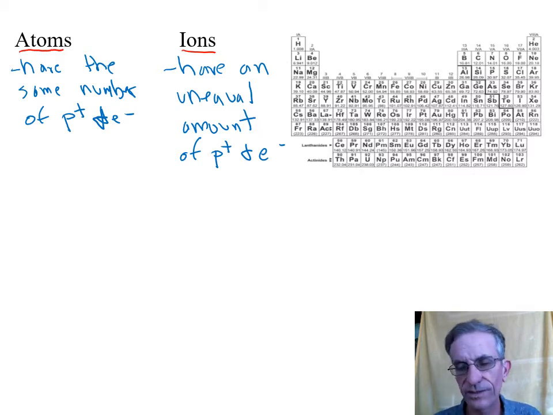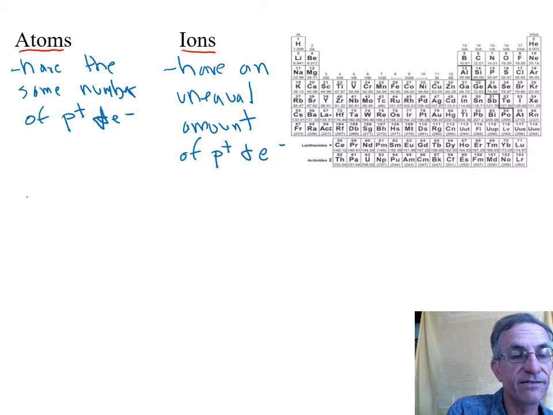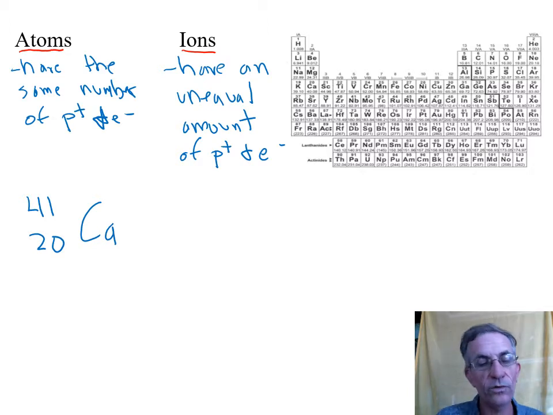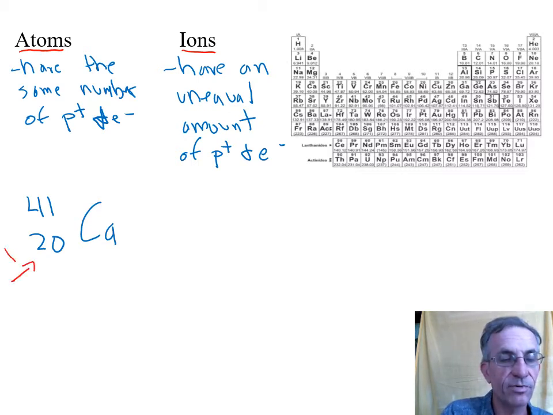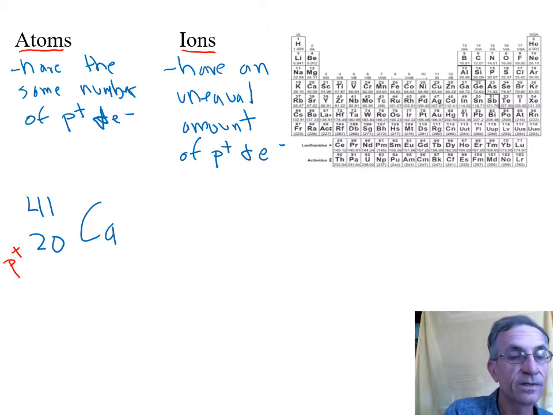Well, the way we did that was we learned about this thing called atomic notation. So let's get back to that for a few minutes here. For atomic notation, I might have written something like this, 41 over 20 Ca. Do you remember what all that stuff was? This is the symbol, so I'm thinking of a calcium atom. Just to remind you, this bottom number is the number of protons, and the top number was the protons plus the neutrons.